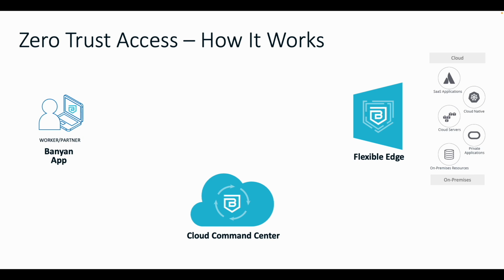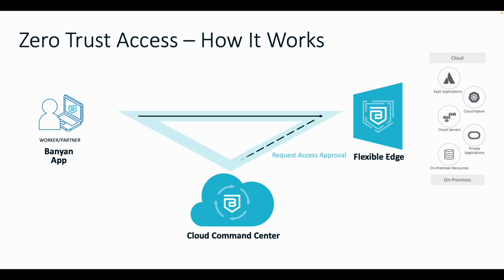Then there's the flexible edge. This is a component that could be a small connector that gets installed on your network to give the end user access to everything that's on-prem and cloud resources. And then there's the cloud command center. That's where all the configuration and everything gets done. It's one place where you log in to configure your full global deployment.